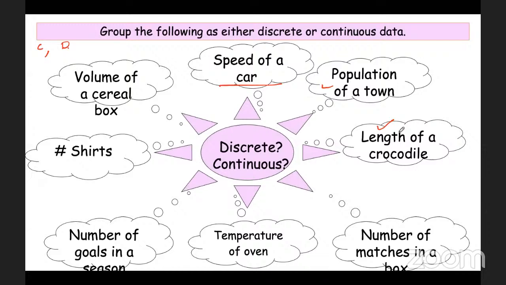Okay, I see mixed response. So it cannot be discrete. Length you can express in terms of decimals, right? So I can say 15.5 centimeters. It is continuous, exactly. Continuous.